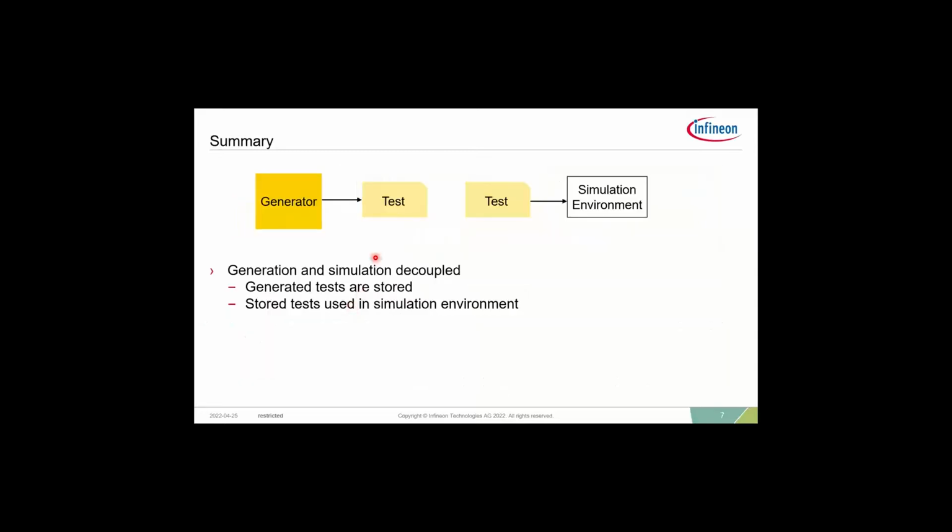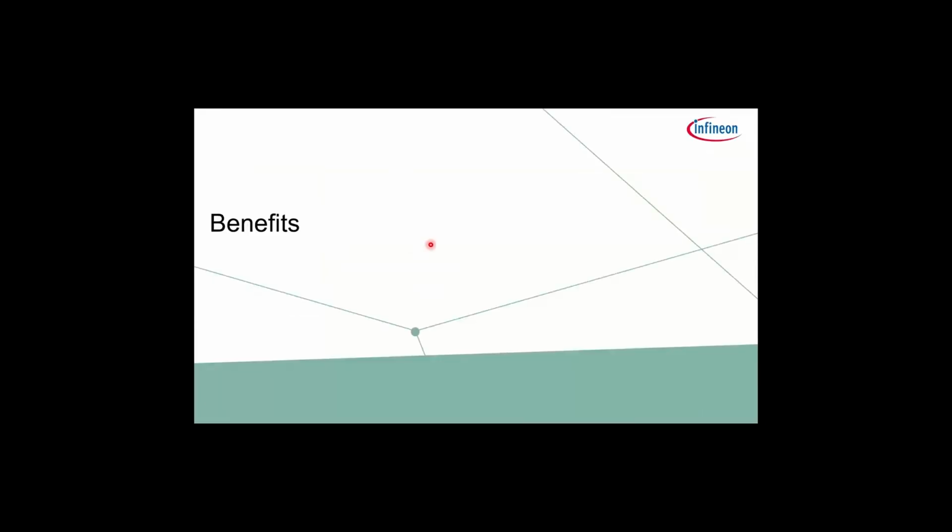So that was a bit of detail, but essentially we have a generator which generates a test. The test is stored as a file or in a database or something, and then the stored test is retrieved during simulation and passed to the simulation environment. So this is what the decoupled environment looks like. Now I move on to some of the benefits of using such an environment.